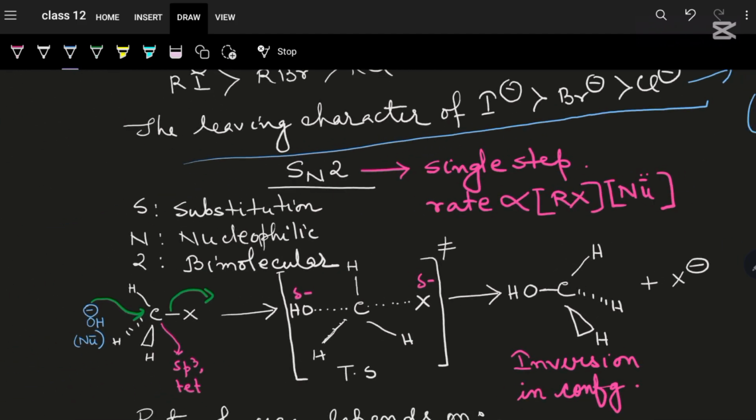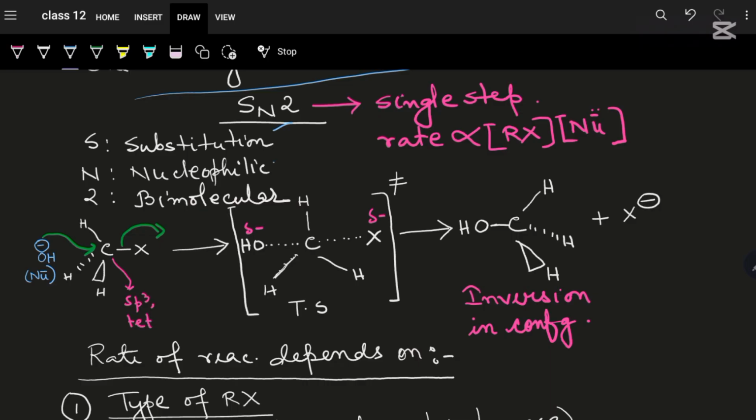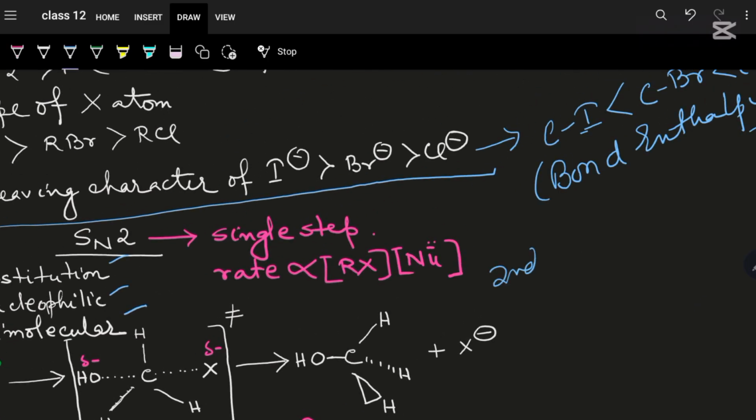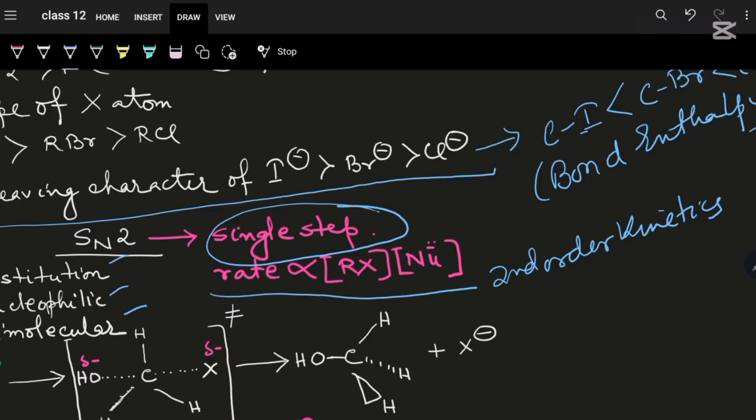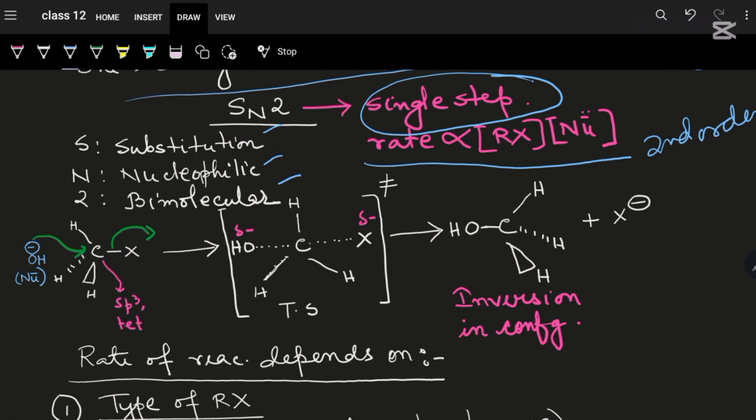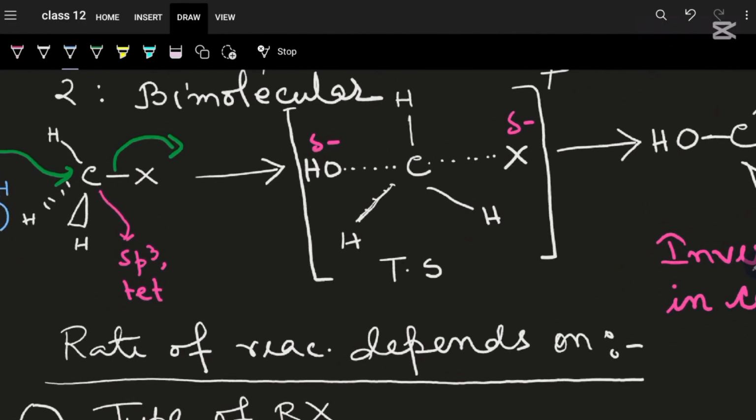Moving on to the SN2 reaction, which is substitution nucleophilic bimolecular, following second order kinetics. And it is a single step reaction. Since it follows second order kinetics, we can say the rate of the reaction is proportional to RX as well as the nucleophile. So the rate of the reaction depends on the RX molar concentration as well as the nucleophile.